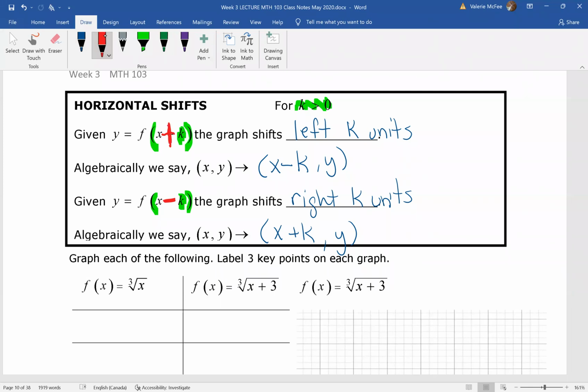So a plus sign with k inside means we're subtracting. A minus sign inside means we're adding. Make sure you copy this. Again, put it on your bathroom mirror, beside your bed, maybe on your refrigerator. You can't open it for a snack unless you remember these rules. They are important.